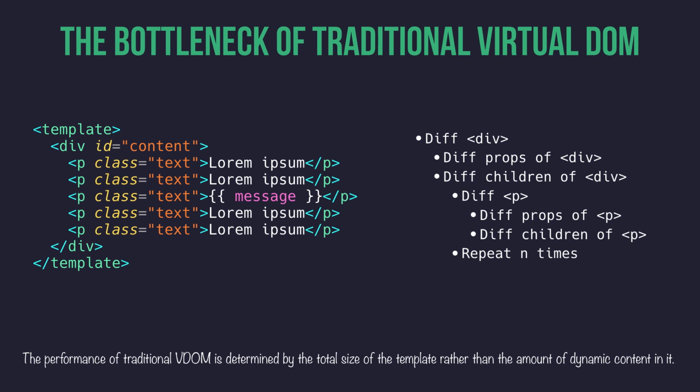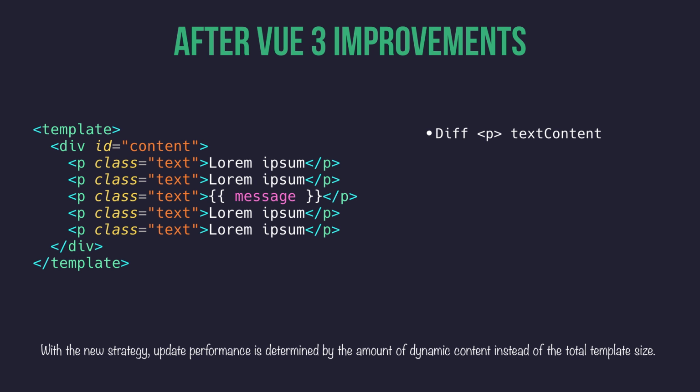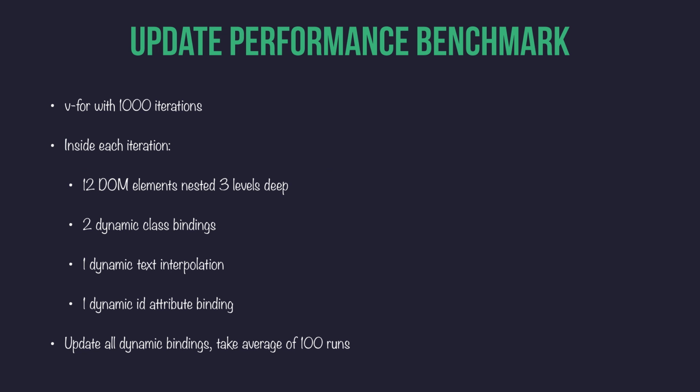Why can't we just diff that? Well, virtual DOM is just dumb when it comes to this. It doesn't understand that, so it ends up doing a full diff. One of the improvements in Vue 3 is that with the new strategy, update performance is only going to be determined by the amount of dynamic content instead of the total template size. So now if we have this template with 1,000 paragraph elements in it and only one is dynamic, it is only going to diff that one dynamic paragraph element, which is really awesome.